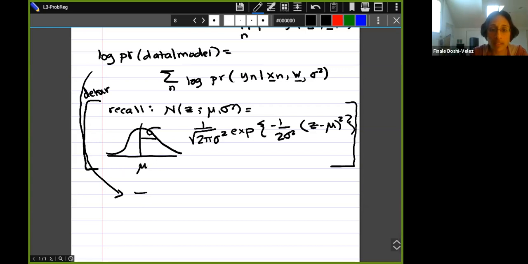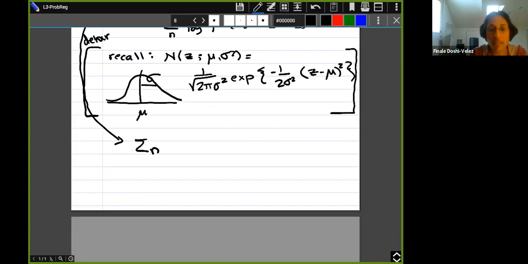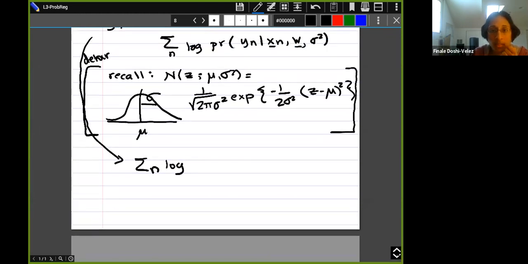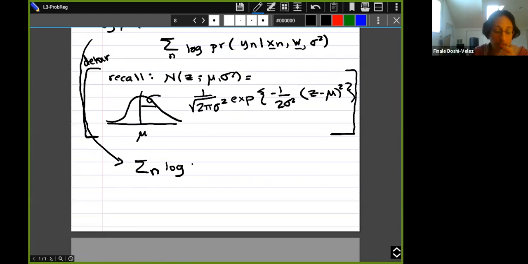So now we can plug some things in, now that we know this formula. We have a sum over n data points, and then we're going to have a log, right? Let me scroll up a little bit. There we go. The log is still sitting there. And we have a 1 over 2 pi sigma squared exponential of negative 1 over 2 sigma squared (y_n minus w transpose x_n) squared.